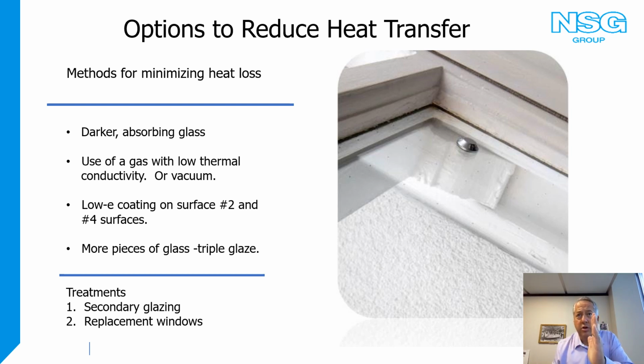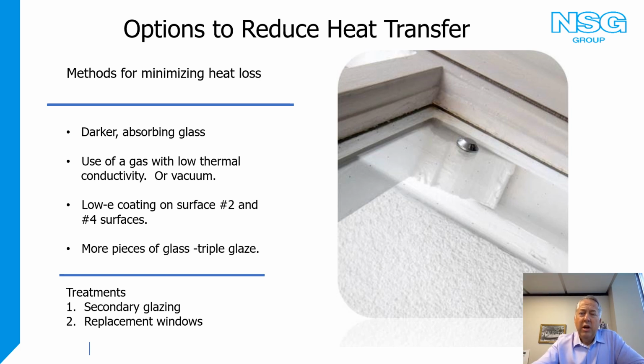You can use a better low E, so you go from a hard coat to, say, a single silver, double silver, triple silver, or you use more than one coating. So you can do a coating on surface 2 and on surface 4, or you can use more pieces of glass. When you go from single glaze to double glaze to triple glaze, all of those things reduce heat transfer.